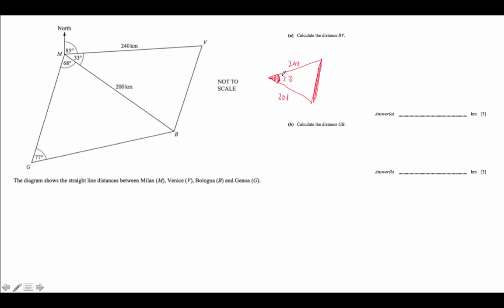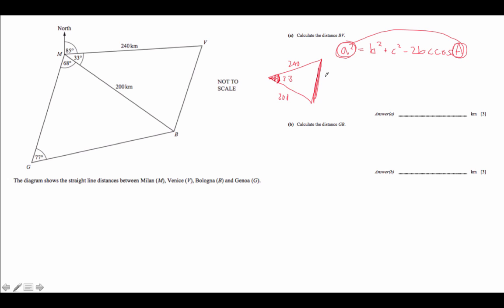Because we don't have pairs, it's not the sine rule, it's got to be the cosine rule. So the cosine rule, which is on the front of your formula booklet, says that a squared equals b squared plus c squared take away 2bc cosine A. And the important thing is that this angle here is opposite this side.